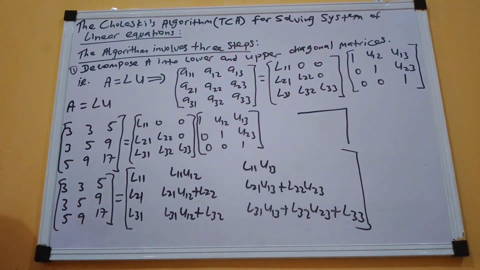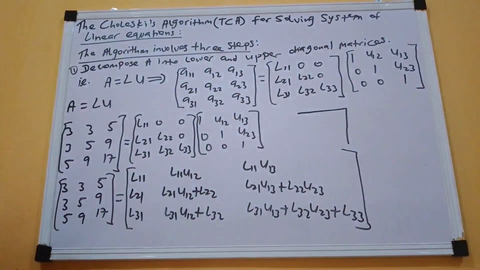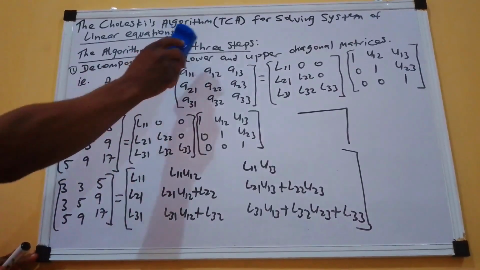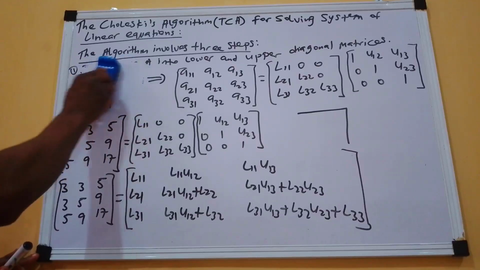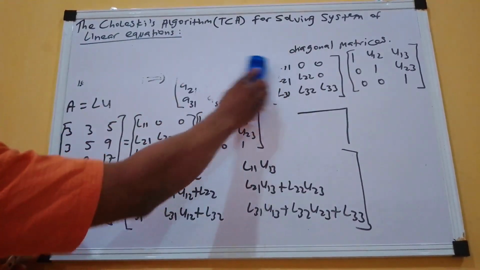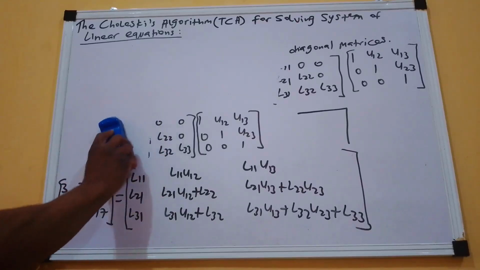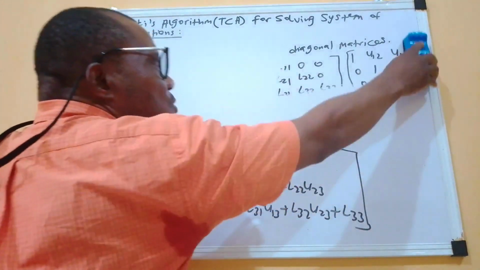You can see now, we are not through decomposing. The main step is to decompose A into L and U. Now we have done carrying out this multiplication. Permit me to clean these 3 steps so that we can start getting values for the L's and the U's.